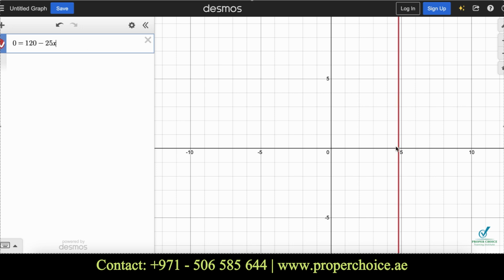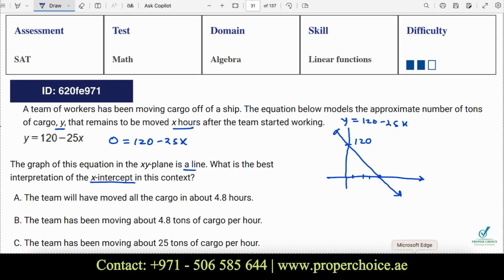You'll be getting the value of x, that is 4.8. So what I can conclude here is that after 4.8 hours, the entire cargo has been removed or taken out of the ship. So which option matches with this? The team will have moved all cargo in about 4.8 hours. Makes sense. So this is option A, which is correct.